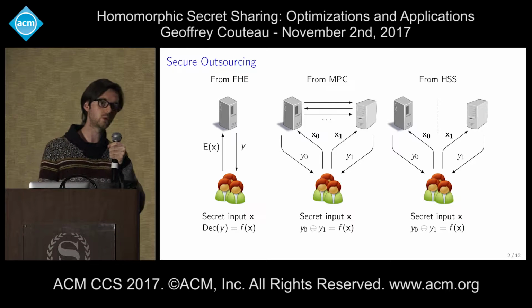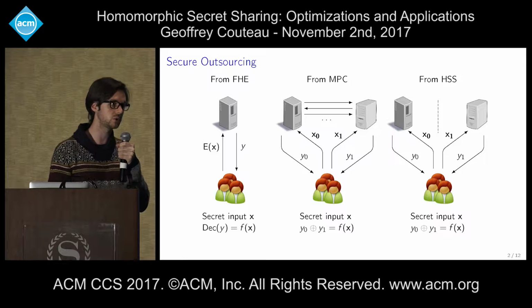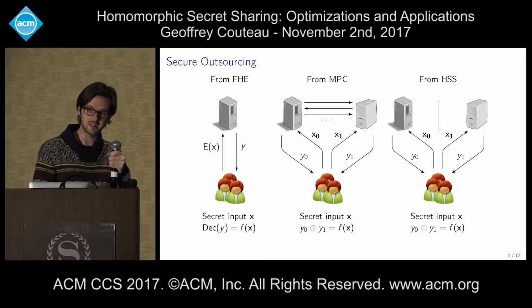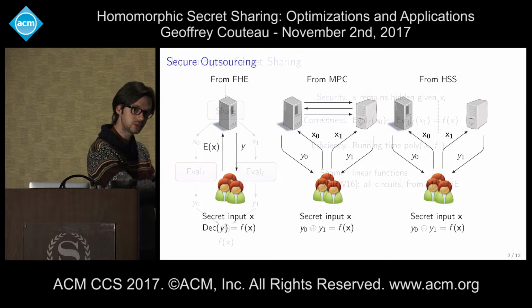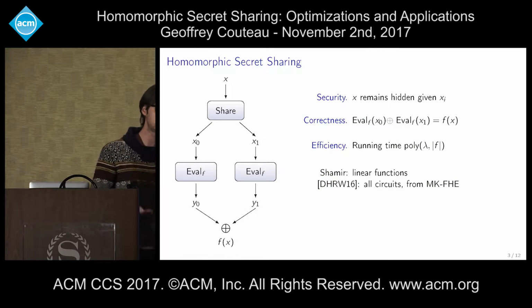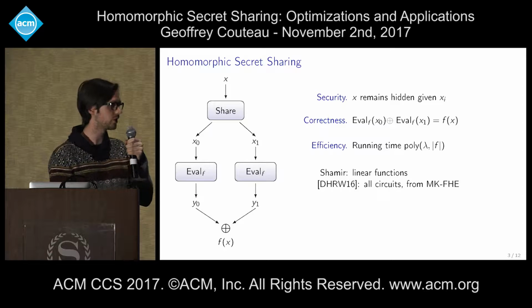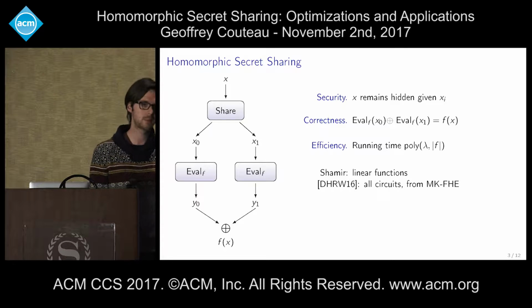It can, with a cryptographic primitive called homomorphic secret sharing, that does exactly what you can imagine it does, which is exactly what I mentioned. You have an input, you can share it, and on those shares, you can locally evaluate a function so that you end up with shares of the output, f of x.